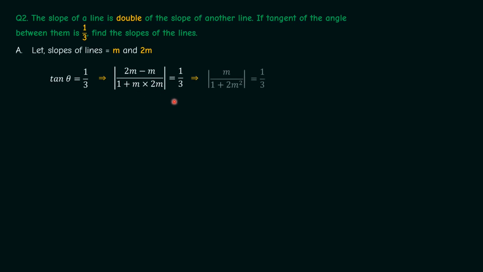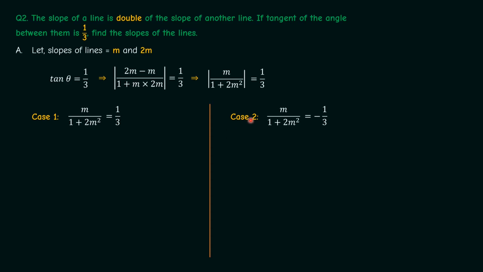By simplifying this, we get modulus of m by (1 plus 2m square) is equal to 1 by 3. Now here there are actually two cases. In the first case, m by (1 plus 2m square) is equal to 1 by 3. And in the second case, m by (1 plus 2m square) is equal to minus 1 by 3. In both of these cases, the modulus will be 1 by 3, right? Now we will solve case 1.